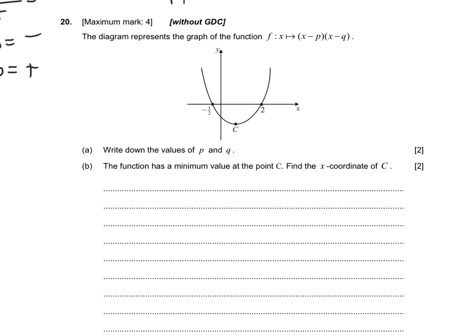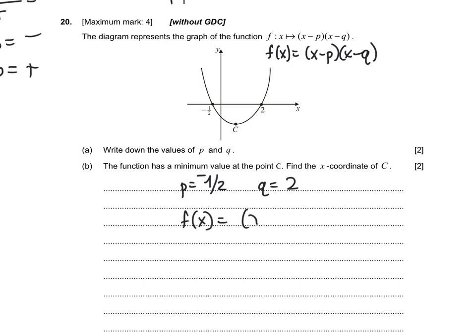So for 20, the diagram represents the graph of this function. That's just mapping notation. We can write it like this as well. And this is x-intercept form. Write down the values of p and q. Well, p is going to be negative 1/2, and q is 2, because when it would go into the function, it would look like x plus 1/2 and x minus 2.